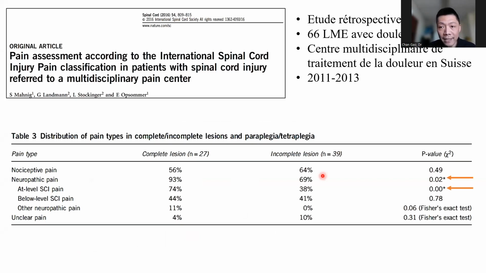Comparison was also made in this study between incomplete and complete spinal cord injuries. The patients with a complete spinal cord injury showed significantly more frequent neuropathic pain, which is likely caused by the more frequent at-level pain, as the below-level pain shows a similar frequency in complete versus incomplete spinal cord injuries.